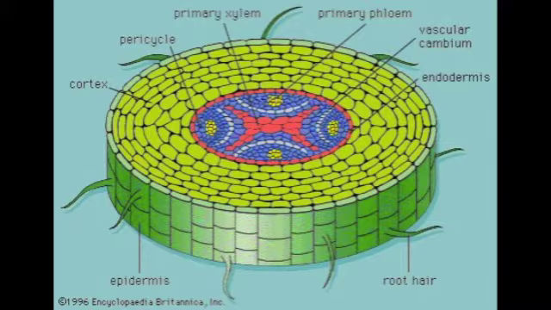Below the epidermal layer is the cortex, which is involved in transporting and storing nutrients. Inside this is the endodermis. Encircling the endodermis is a waterproof strip called the Casparian strip. The layer at the center of the roots is the pericycle, which produces lateral roots.